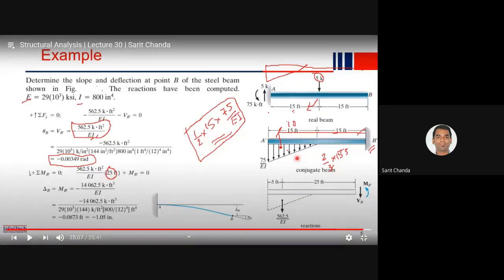Then our last unit will remain, that is how to solve indeterminate beams. All the beams we are solving till now are determinate beams. We discussed determinacy and indeterminacy at the beginning. After this, we'll discuss how to solve the indeterminate beams.